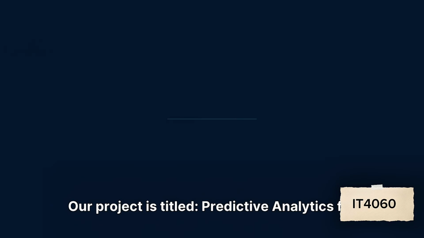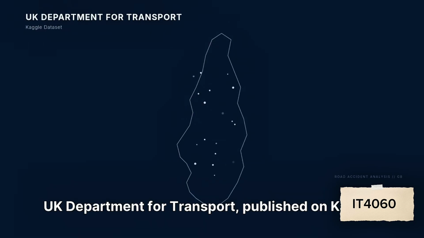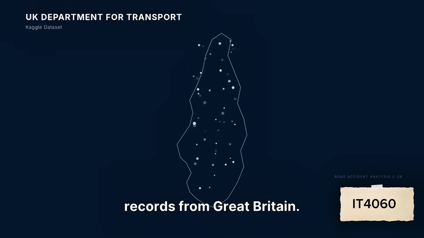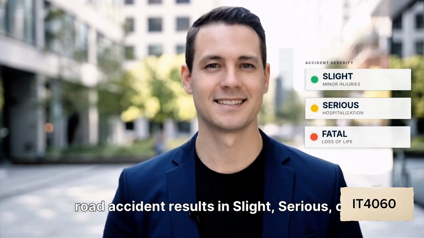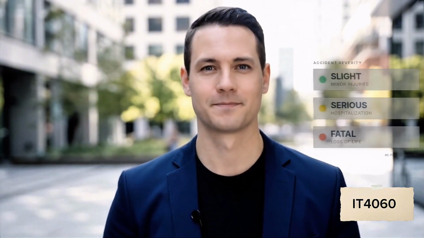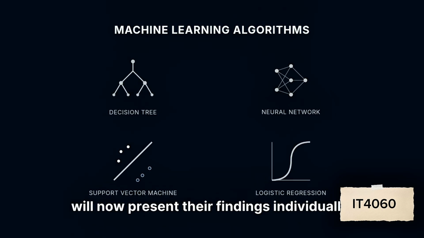Our project is titled Predictive Analytics for Road Accident Severity Classification. We used a real-world dataset from the UK Department for Transport published on Kaggle containing tens of thousands of road accident records from Great Britain. Our goal is to predict whether a road accident results in slight, serious, or fatal injuries using 4 different machine learning algorithms. Each team member implemented one algorithm and will now present their findings individually.